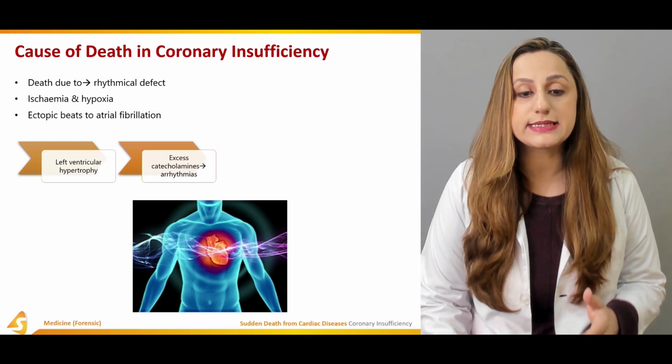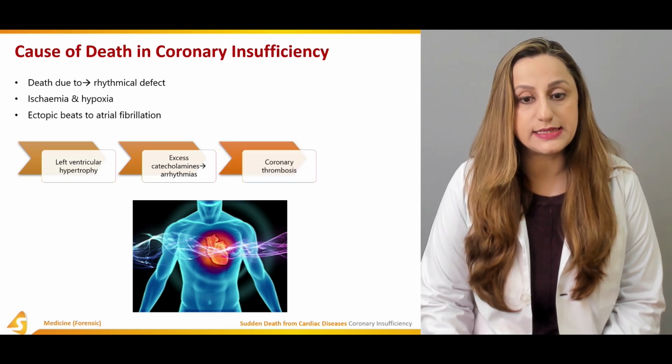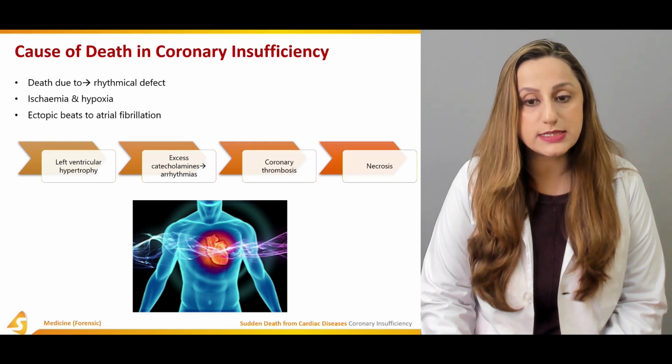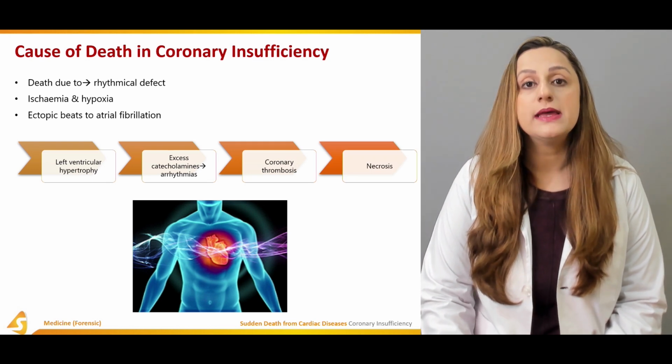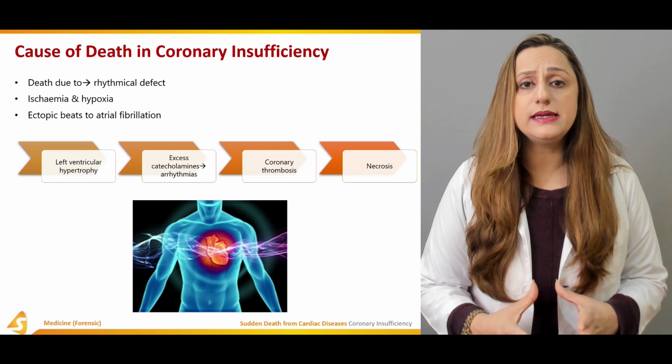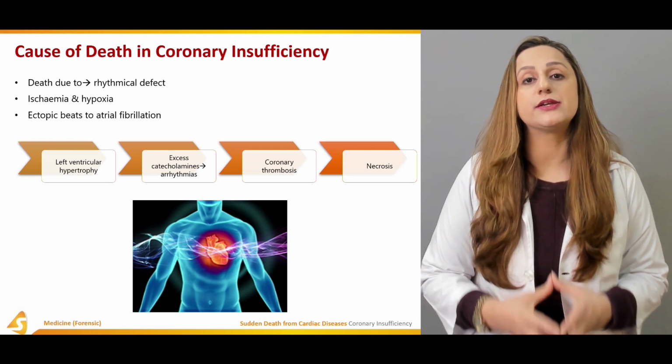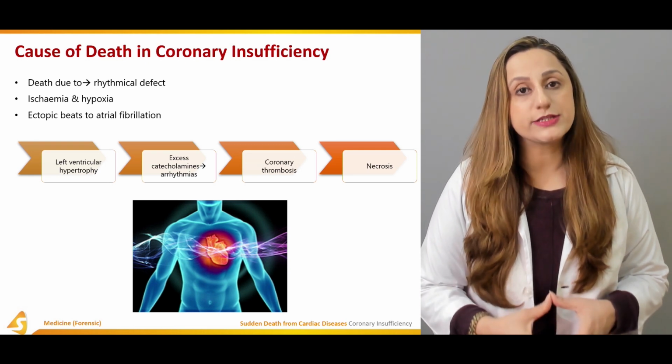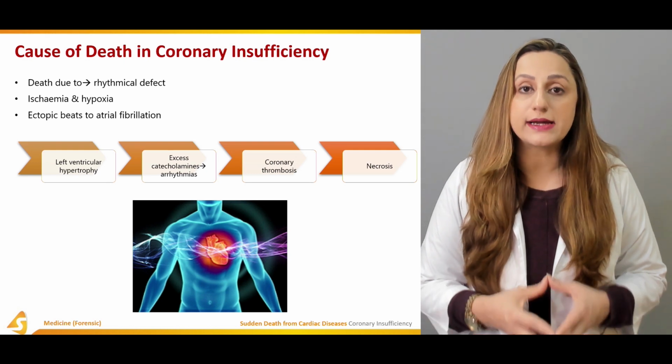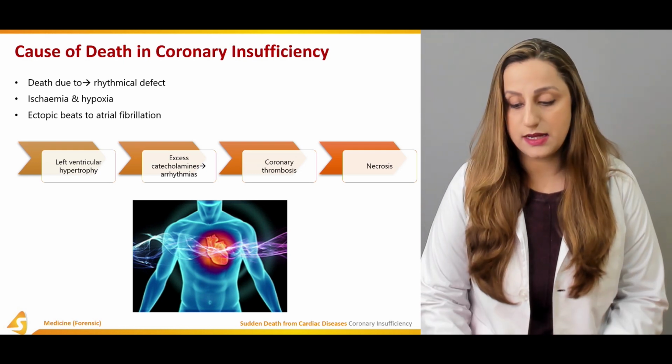We're going to note the excess catecholamines and the arrhythmias at this level. The coronary thrombosis is looked for at this level. At the histological level, we are going to see the necrosis. Now, what kind of necrosis takes place? It's basically the liquefactive necrosis that occurs in the cardiac tissues.